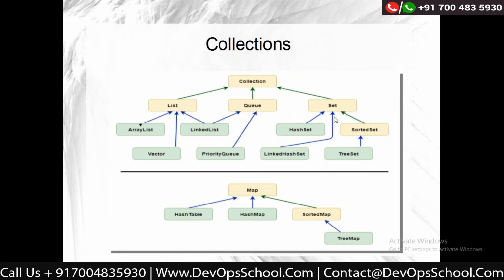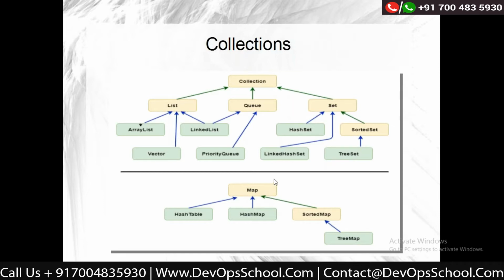Set is a collection where you can have only unique elements. If you are trying to enter a duplicate element, it will throw it out. For example, you are trying to store 10 objects in a collection, and out of 10 objects, 2 objects are the same, so it will not store the duplicate element. It will always have unique elements in the set collection. Then we have a map.